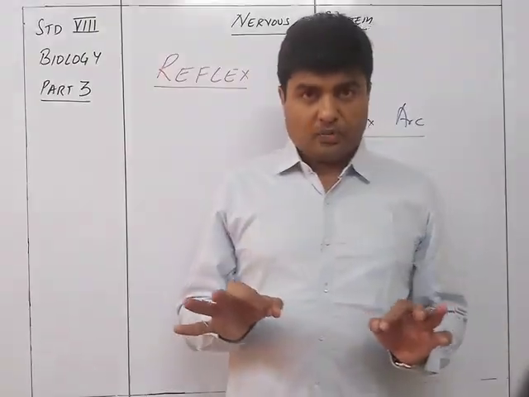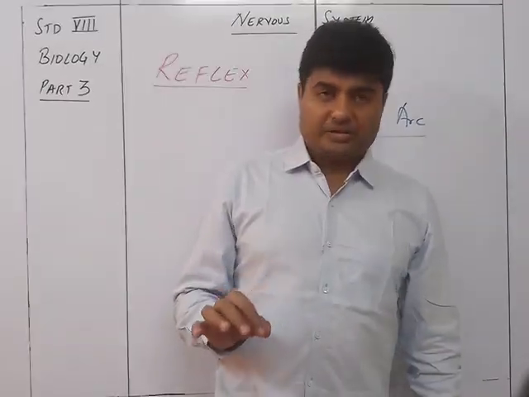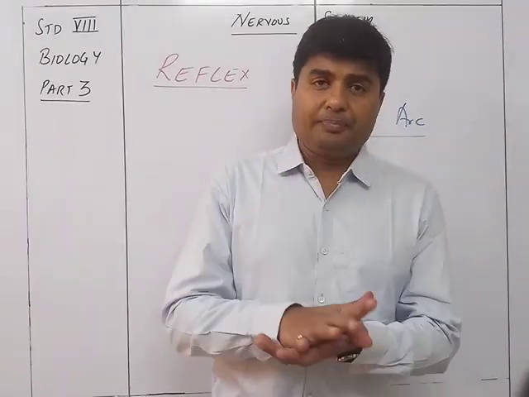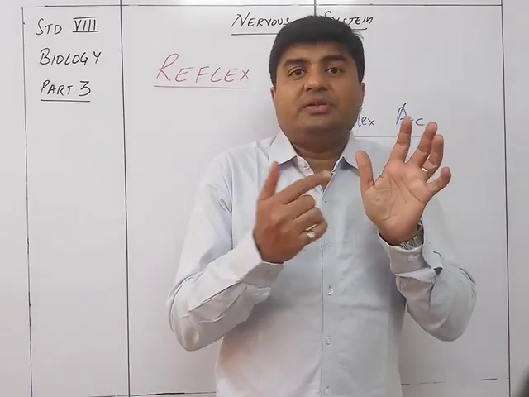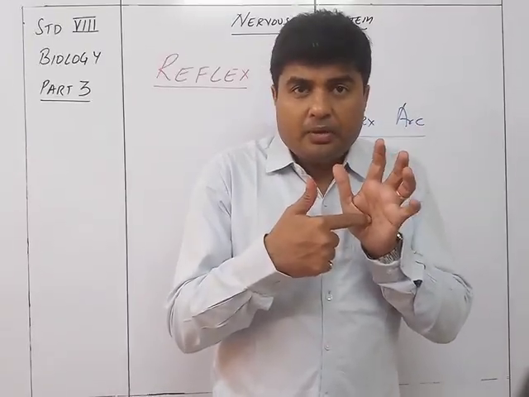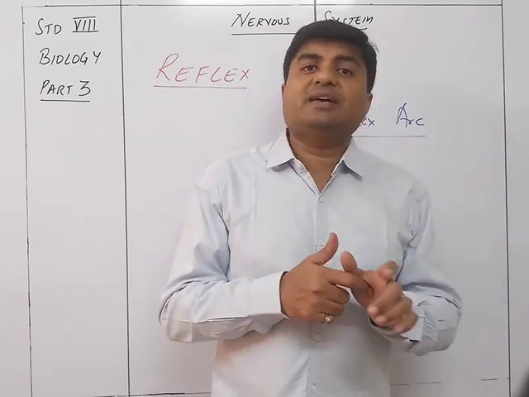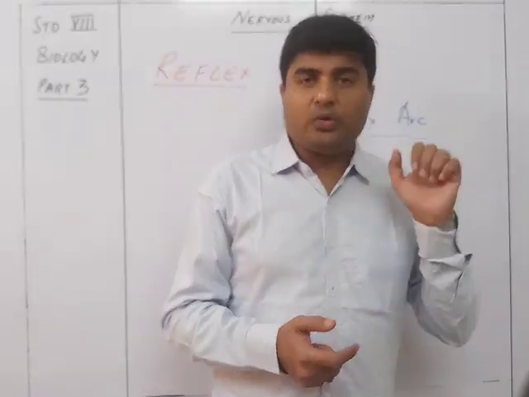Shortest pathway of the impulse. From what? From the receptor. मैंने हाथ रखा, मुझे prick हुआ, that's the receptor. मैंने हाथ withdraw किया, that's the effector muscle, helping it to remove it.